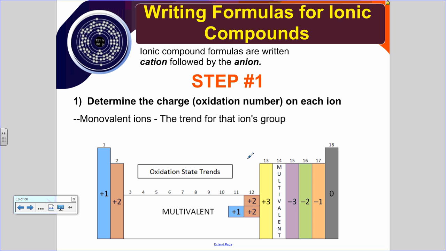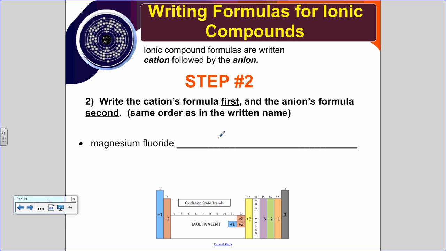So when we say multivalent, we'll speak about that later on. So monovalent cations are any of these you see in the vertical groups. So barium is here in group 2. So I know barium has got a positive 2+ oxidation number. And then our anion was iodine. It's in group 17. It's got a -1. So step 1, determine the charge of each ion. Step 2, write the cation's formula first, then the anion's formula second.